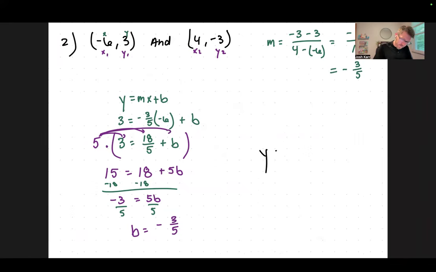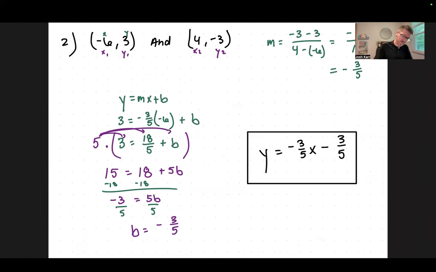All right. With this one, our m and b ended up being the exact same number. So we get y equals -3/5 x, right? M is filled in, and now b is filled in as well. And that is a successful equation.